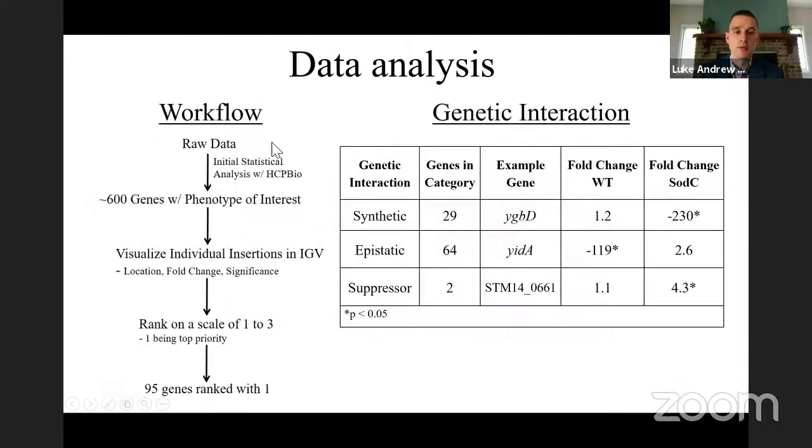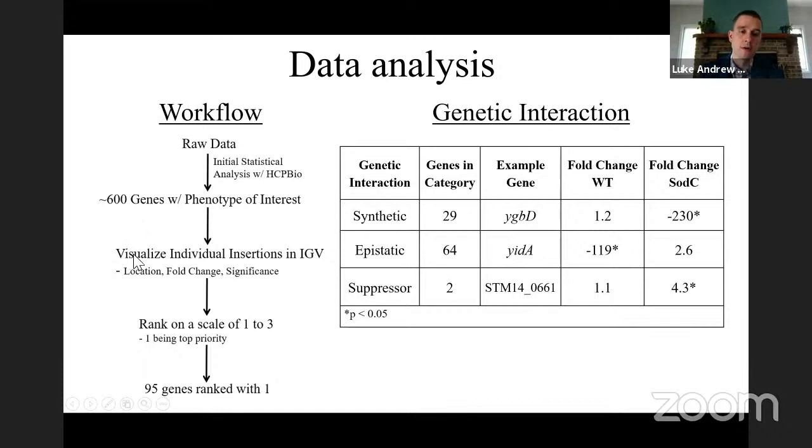So next we needed to move on to the actual data analysis, because as I mentioned, the key part of this experiment is identifying genes with different phenotypes in a wild type background compared to a SodC background. And so the way we did our data analysis was we collaborated with the HPC Bio group for help with the initial statistical analysis of our data. And after that point, we ended up with a list of about 600 genes that had a phenotype of interest, meaning a potential genetic interaction with SodC1.